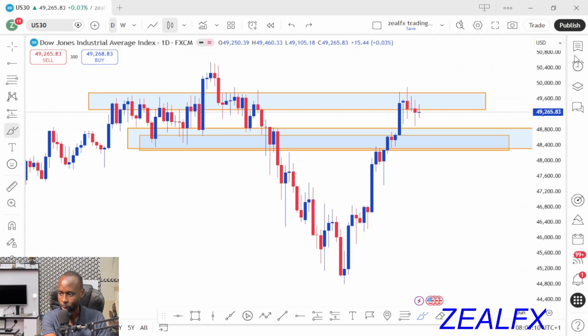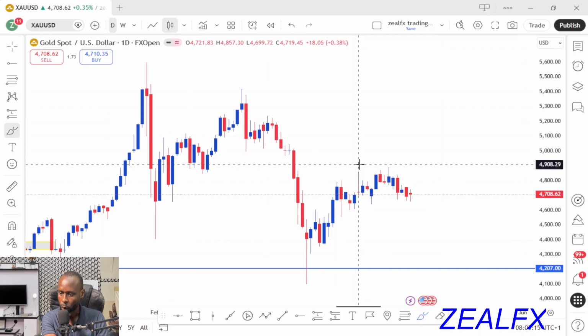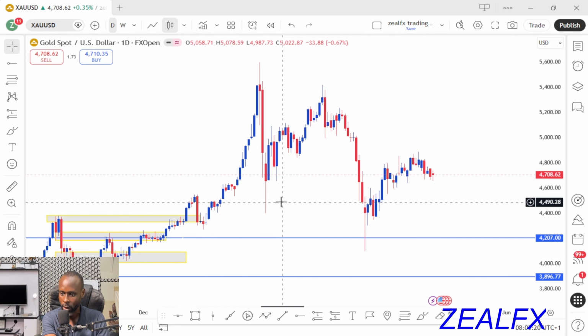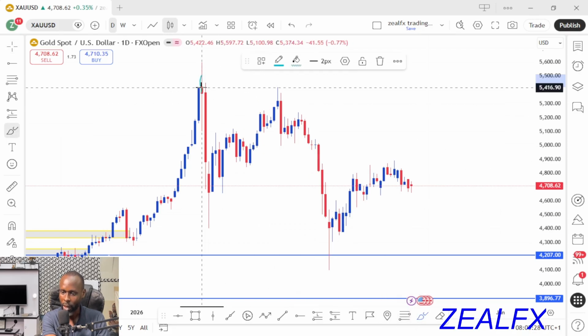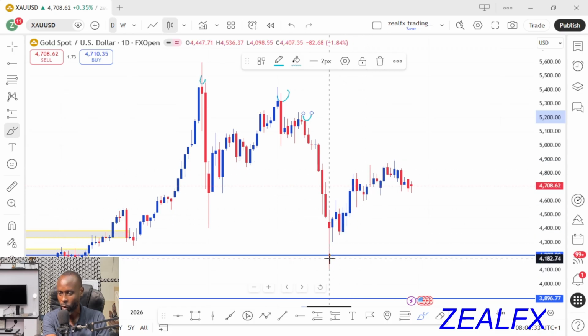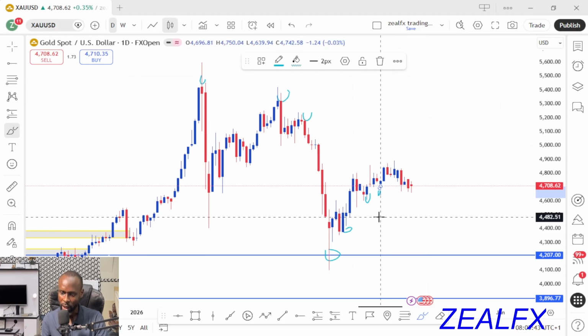So let's look at our next pair, which is gold USD. The gold USD still remains not that clear for us this week. We still have the major structure on a downtrend. We have this higher high, lower high, then lower high. Then we have this inner structure movement here, where we have a lower low, then higher low, then higher low, higher low.